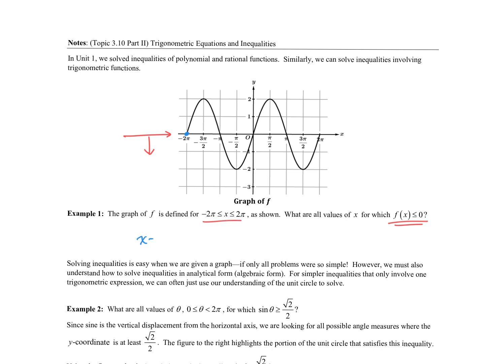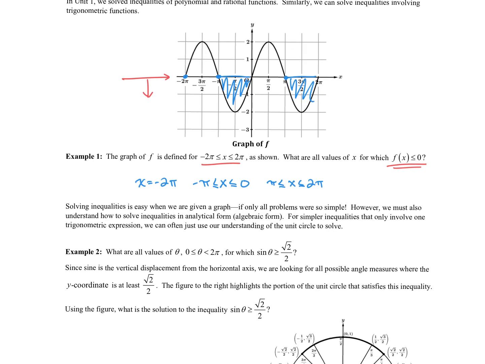Negative pi over 2. So x is equal to negative pi over 2, or negative 2 pi, I'm sorry. And then when else? Negative pi all the way to what? All the way to 0. And so that one's an interval. So I'm going to go from negative pi, which is less than or equal to x, which is less than or equal to 0. And then when else? This is also going to be an interval. It'd go from what? Pi to 2 pi. So now I'd have pi, which is less than or equal to x, which is less than or equal to 2 pi.